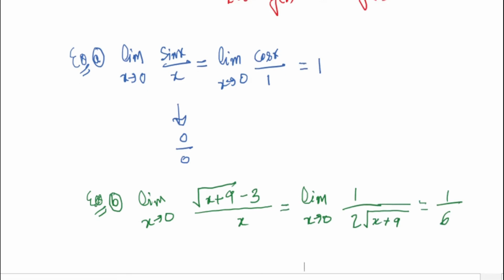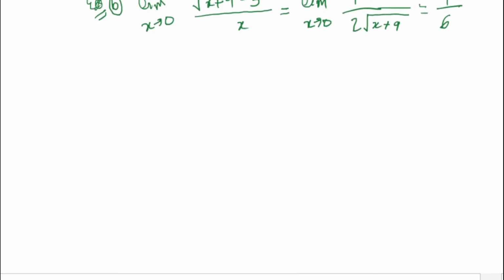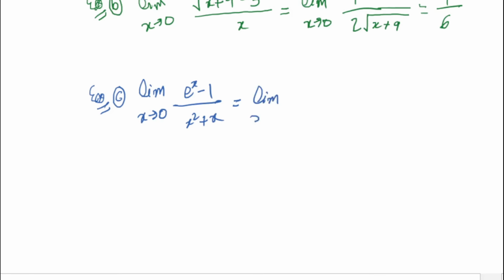Okay, let me take one more example, so that you will be comfortable with L'Hopital's rule. Let me take another example, part C. Limit x tends to 0, e power x minus 1 upon x square plus x, which is equal to limit x tends to 0. First we will check the first condition of L'Hopital's rule.